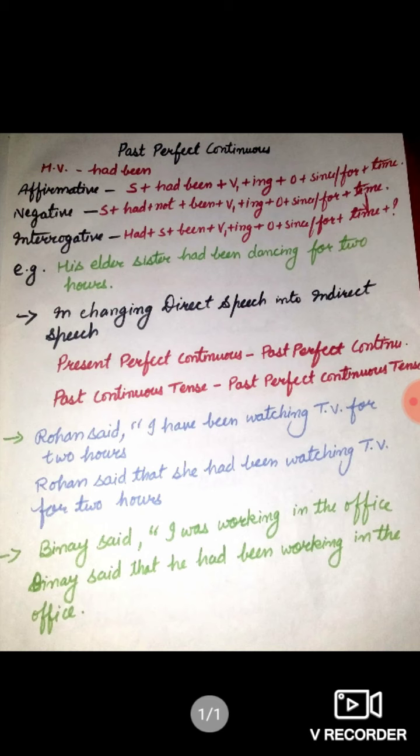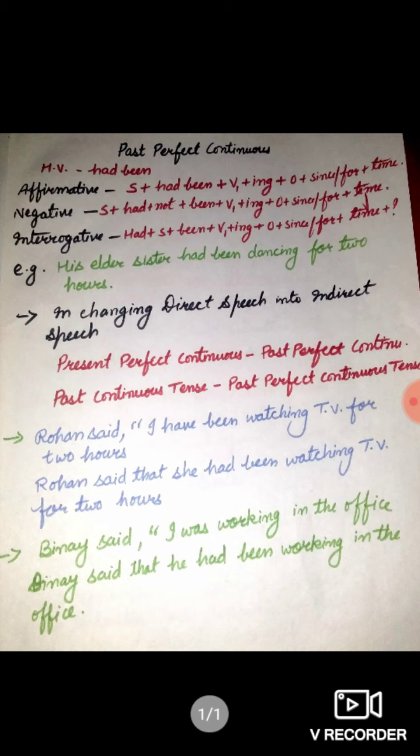Example: his elder sister had been dancing for 2 hours. And if we change it into a negative sentence: his elder sister had not been dancing for 2 hours. Had his elder sister been dancing for 2 hours? Now, I would like to tell you the use of past perfect continuous. This tense is used to describe an action which was going on, which started at some time in past and continued for some time in past.